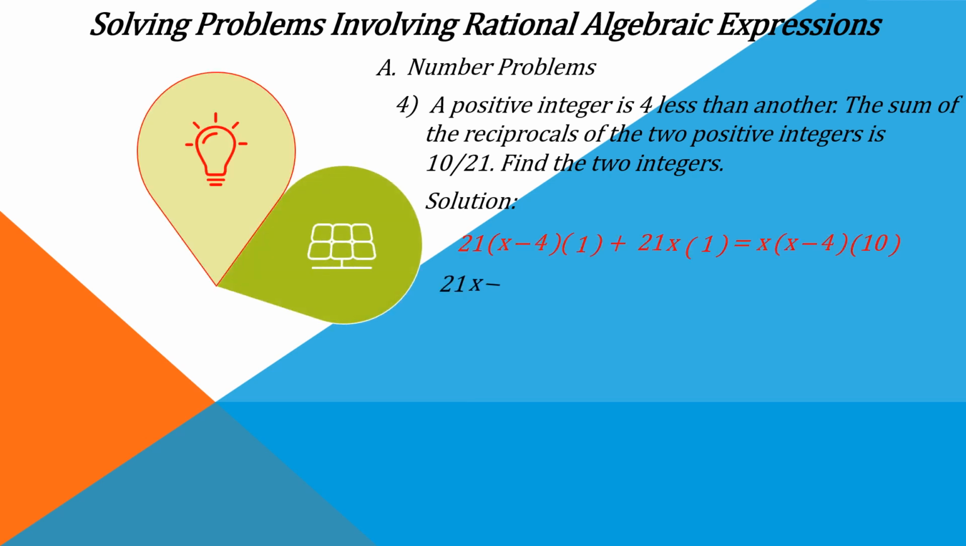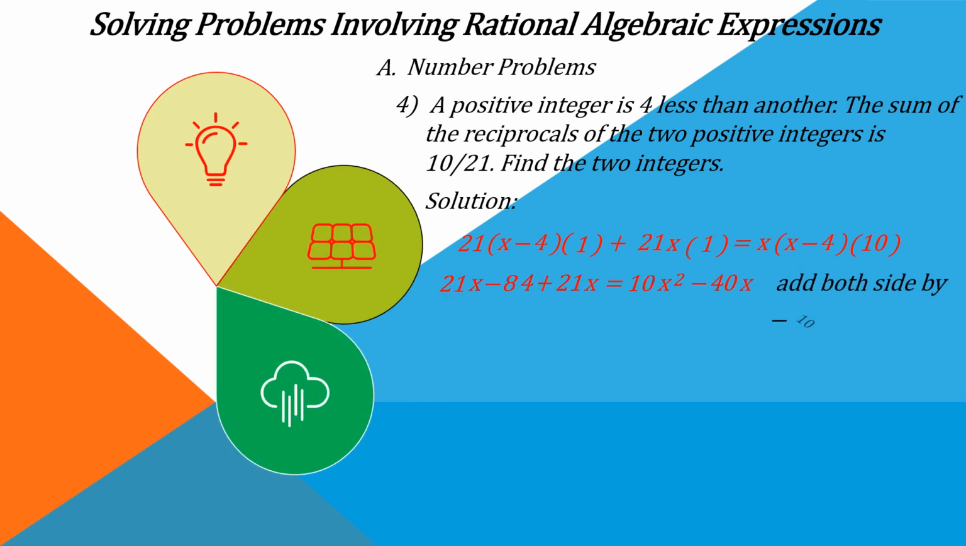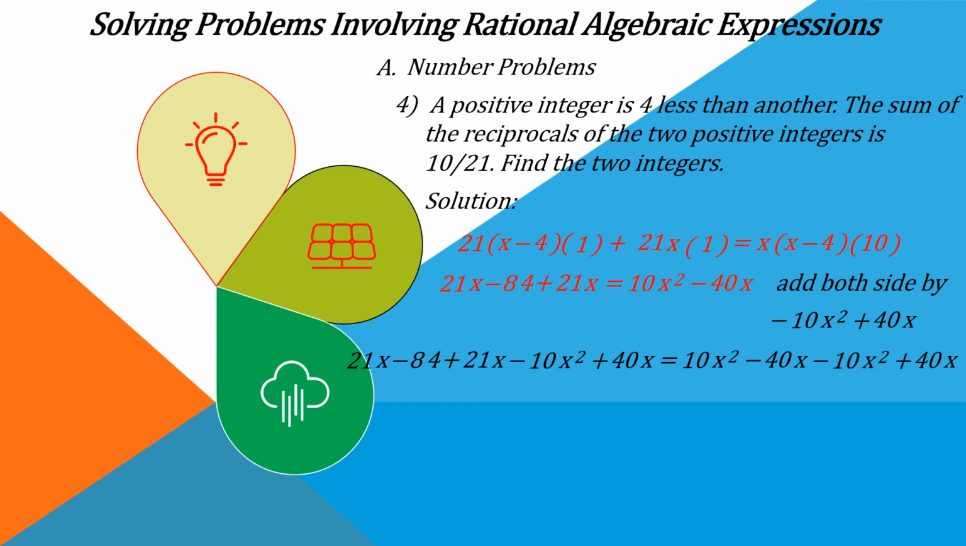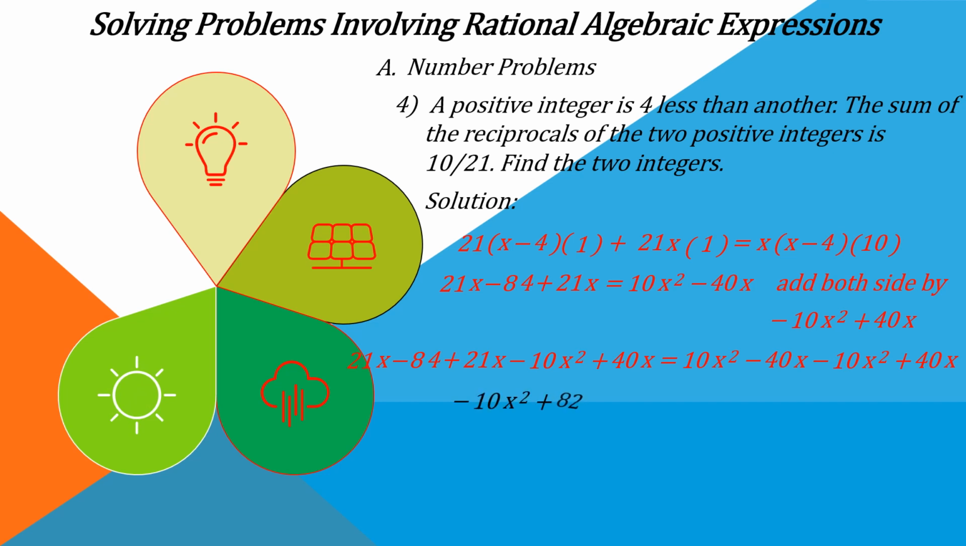Simplifying further, we have 21x minus 84 plus 21x is equal to 10x squared minus 40x. Again, simplifying further, we need to subtract both sides of the equation by 10x squared minus 40x, and this is equal to 21x minus 84 plus 21x minus 10x squared plus 40x is equal to 10x squared minus 40x minus 10x squared plus 40x. Simplifying further again, we have negative 10x squared plus 82x minus 84 is equal to 0. Multiply both sides by negative, we have 10x squared minus 82x plus 84.